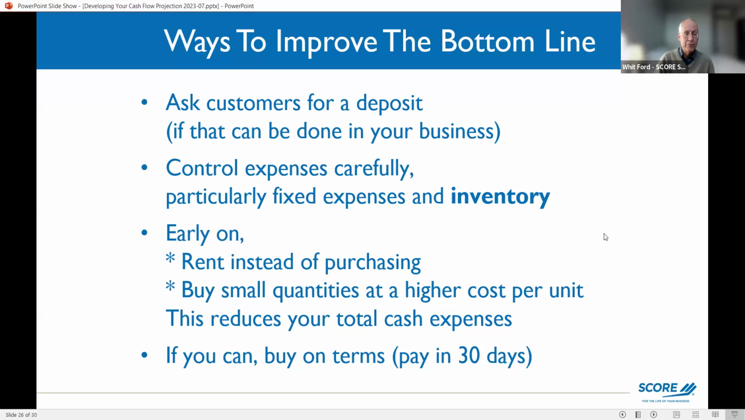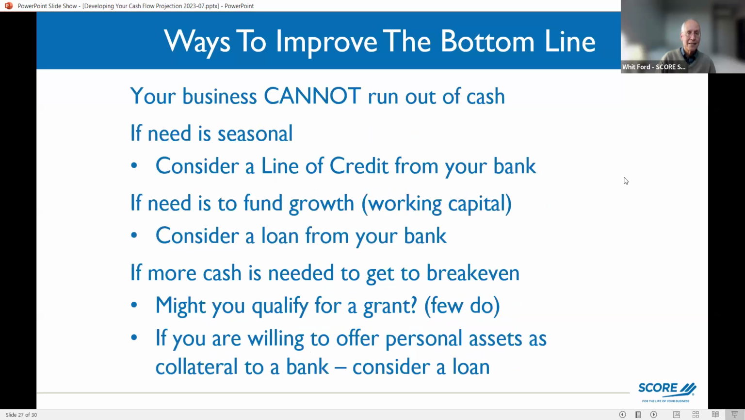And if your vendors offer you terms, use them. Pay them on time, but 30 days from now means you have that cash for 30 more days than you otherwise would have, and therefore your bank balance is better for the next 30 days than it otherwise would have been. I cannot emphasize enough that your business cannot run out of cash.